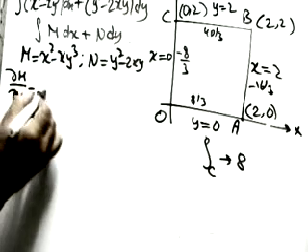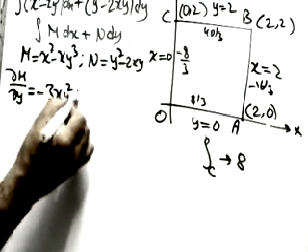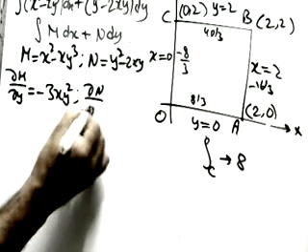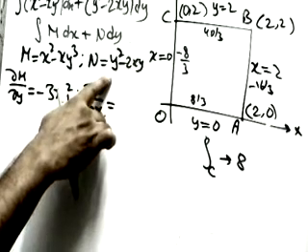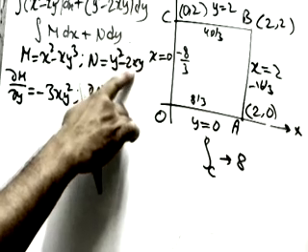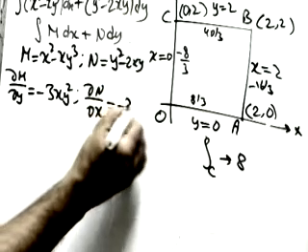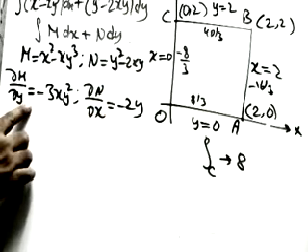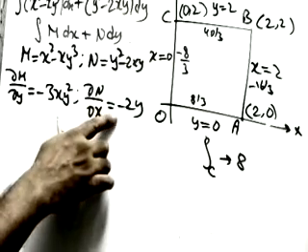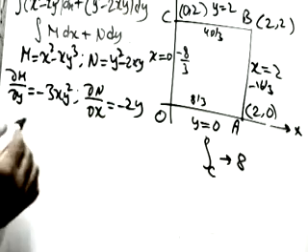d by dy of y cube is 3y square, so this will be minus 3xy square. Now we have to find ∂N/∂x. We don't have x here, so 0. d by dx of x is 1, and 1 into minus 2 is minus 2y. So we got ∂M/∂y and ∂N/∂x.